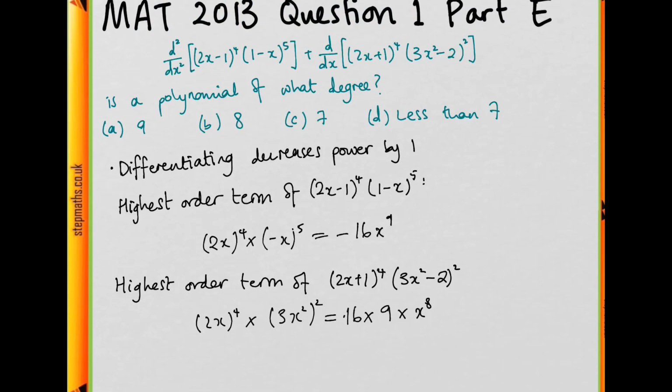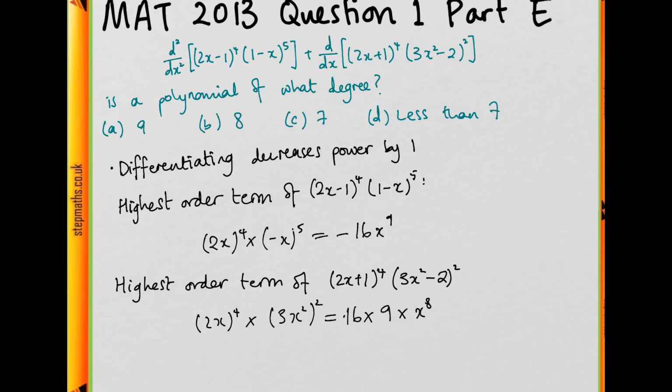Okay, so now it might be tempting to think, well, because this is from the first term here and it's being differentiated twice, if I differentiate this twice, I'm going to take 2 off this power here and get 7, and when I differentiate this second bit once, I'm going to take 1 off the 8 and get 7. Okay, so our polynomial is of degree 7, but it could actually be of degree less than 7 if these highest order terms cancel.